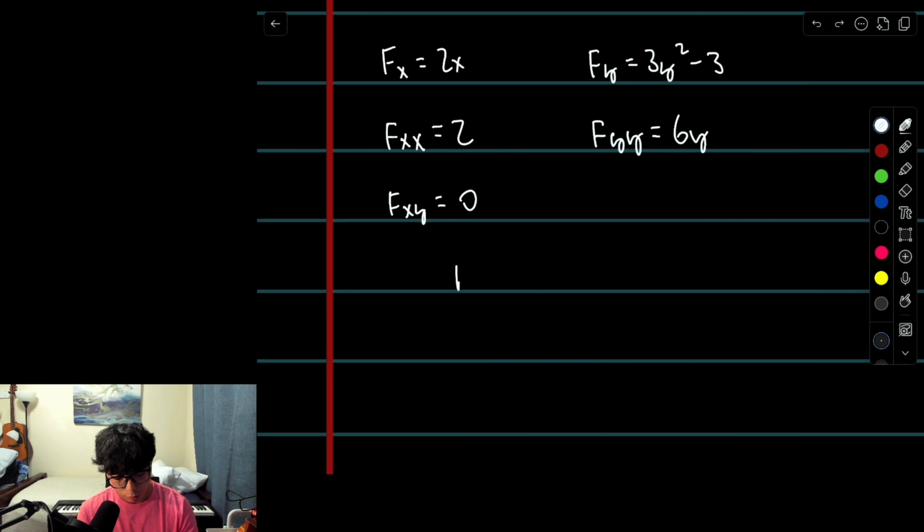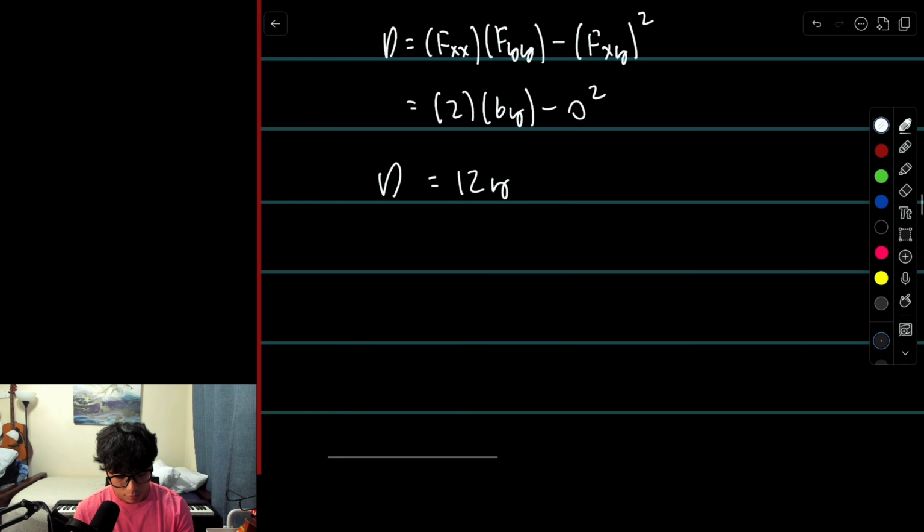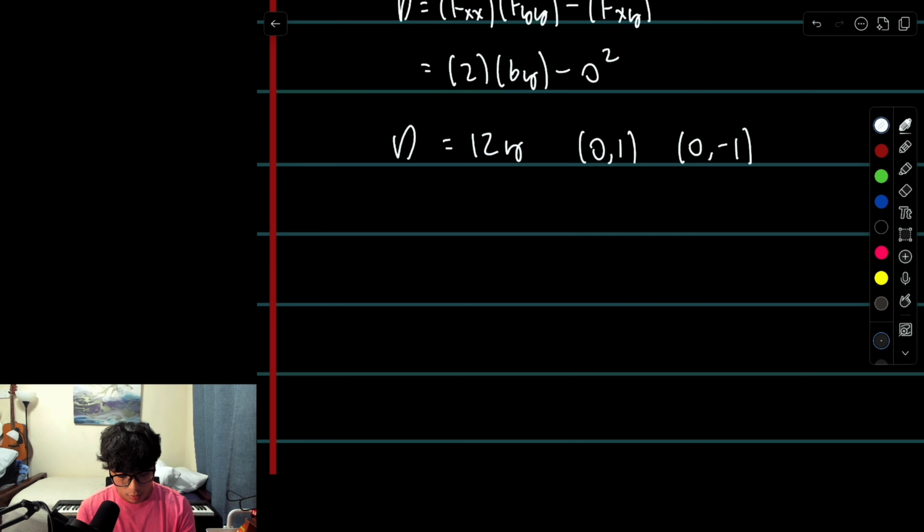Now plugging into our formula of our discriminant, which equals the second derivative of x times the second derivative of y minus the mixed derivative of xy squared, we get 2 times 6y minus 0 squared, leaving us with 12y as our discriminant. Now since we know our points being (0, 1) and (0, -1), we could see how each of these points fit our discriminant.